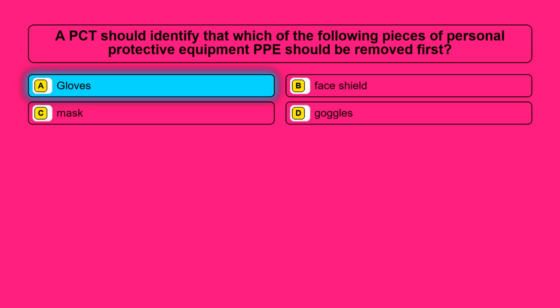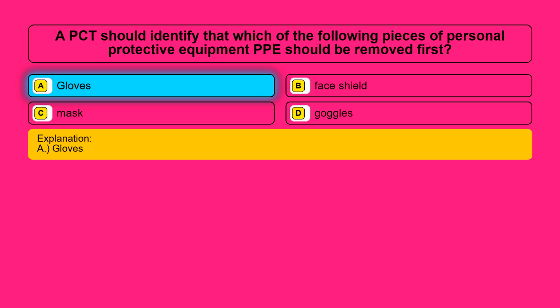The correct answer is option A. Gloves. A. Gloves.